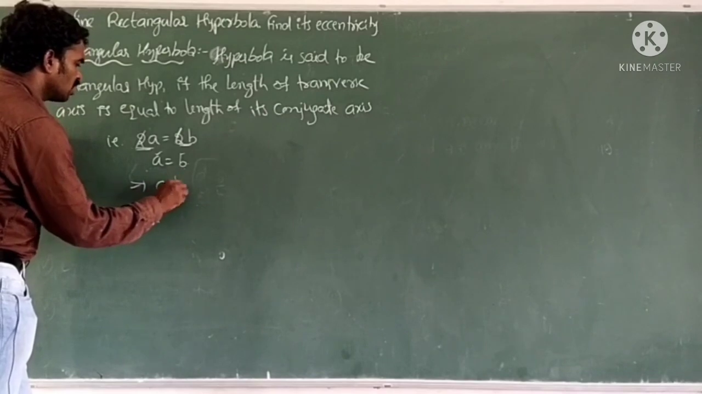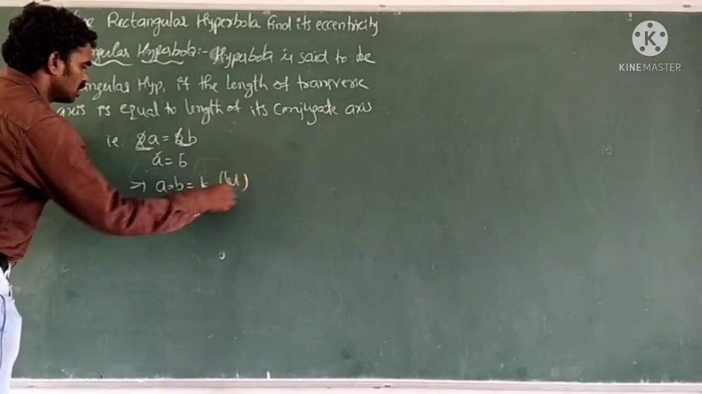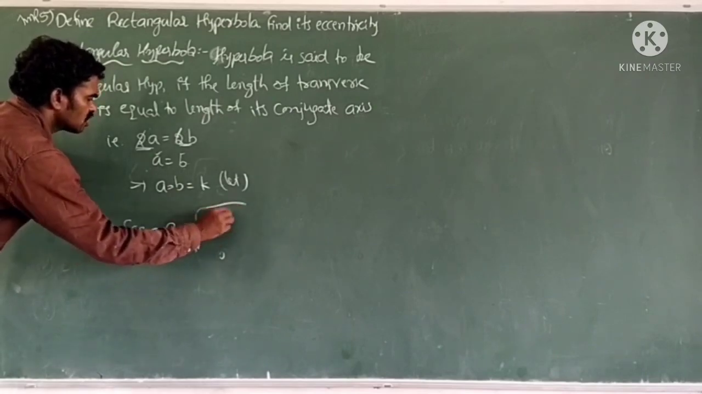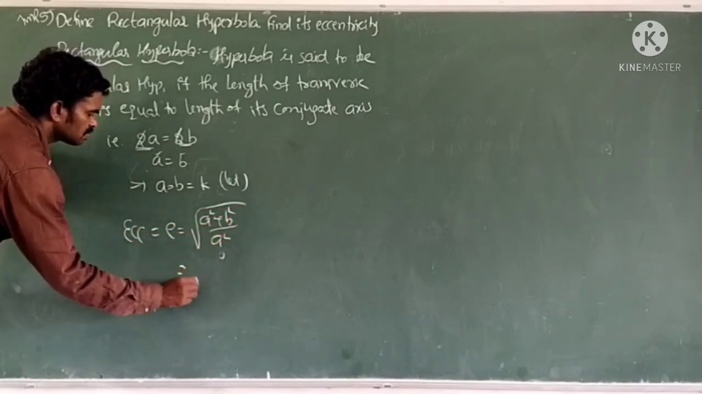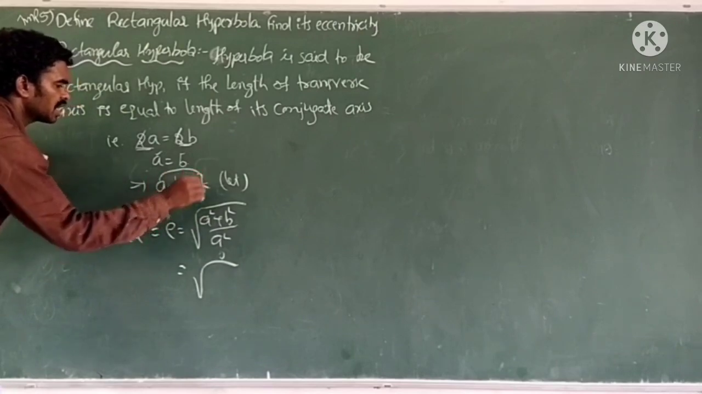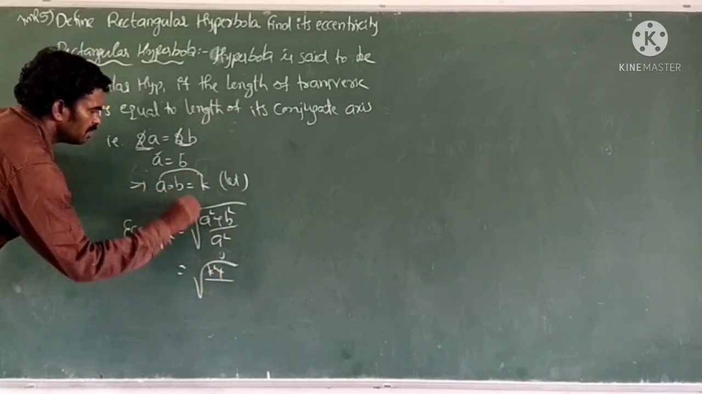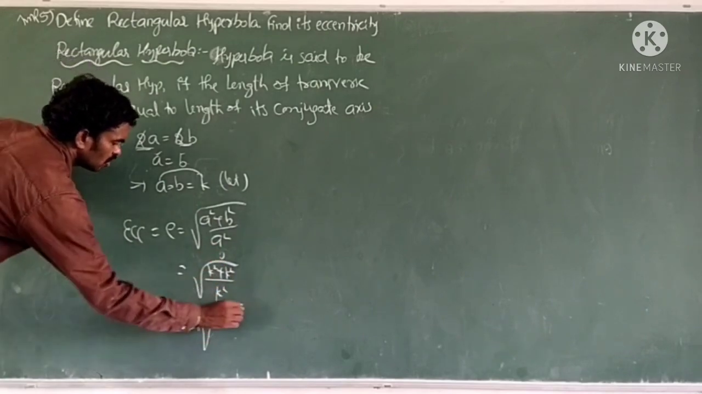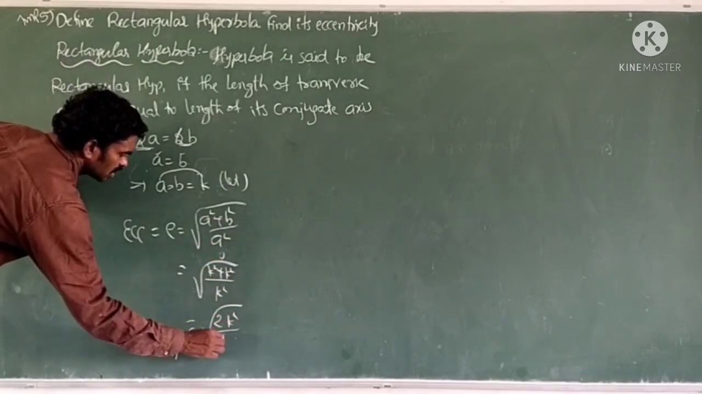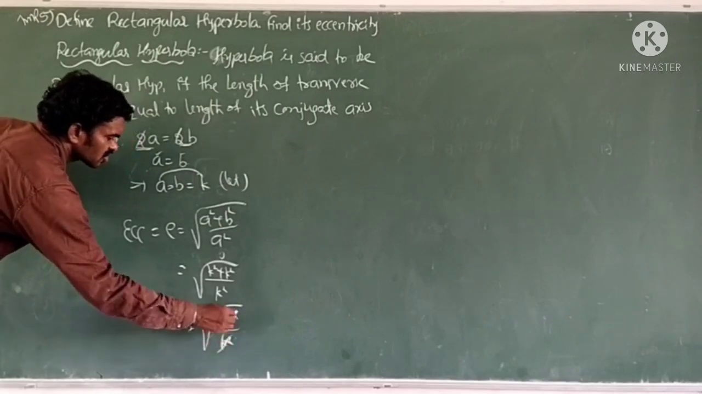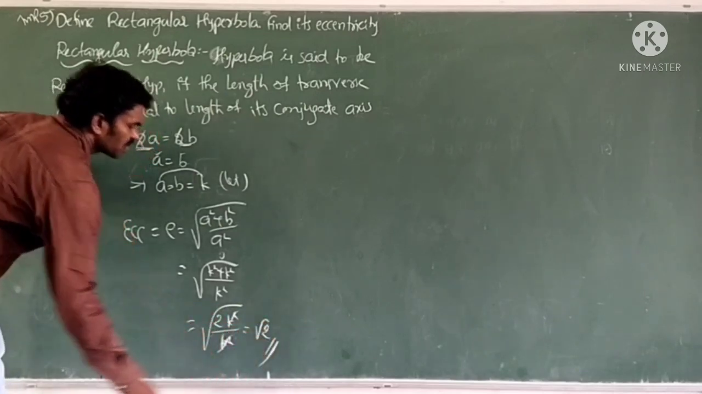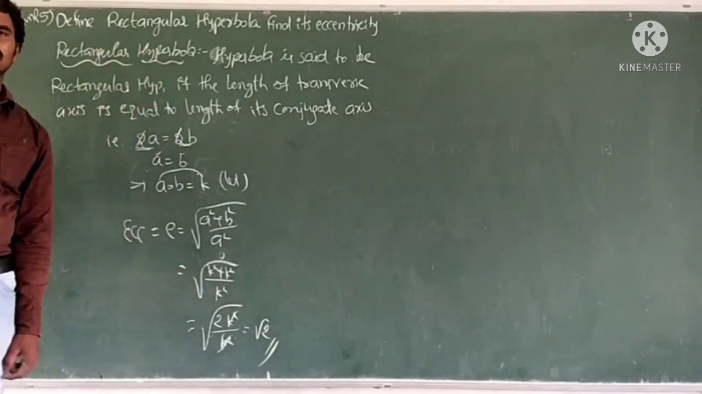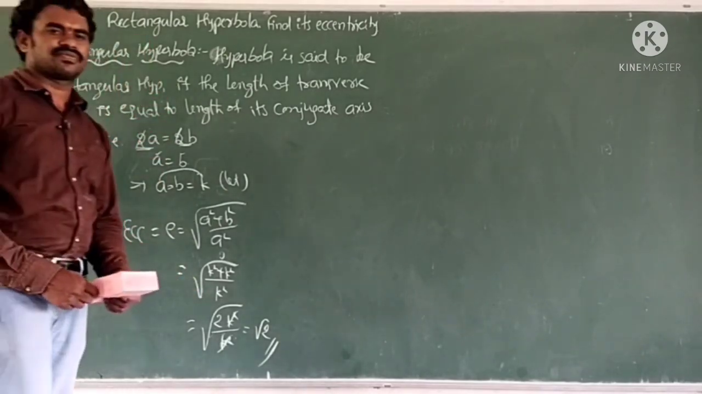Otherwise, I am writing a equal to b equal to some k, let. Now eccentricity e equals root over a square plus b square by a square. Substitute: a square is k square, b square is also k square, a square is k square. So root of k square plus k square by k square, root of 2k square by k square, cancel. What is the answer? Root 2. So the eccentricity of a rectangular hyperbola is root 2. This is the answer.